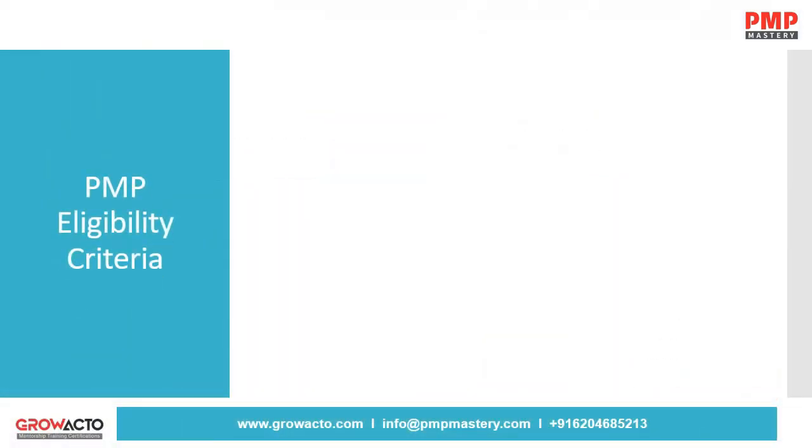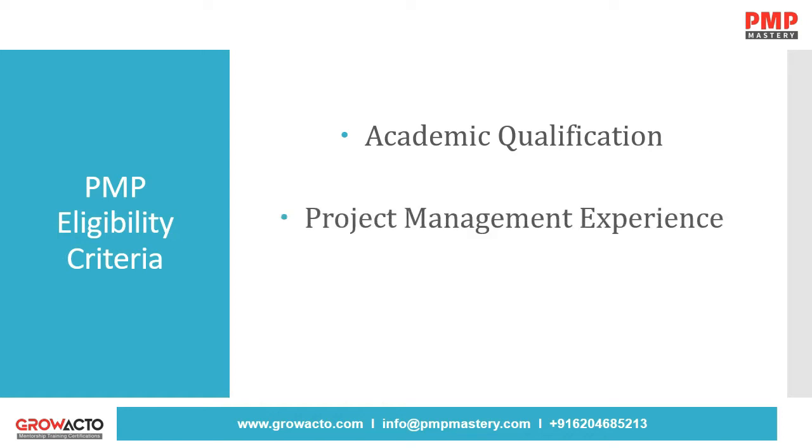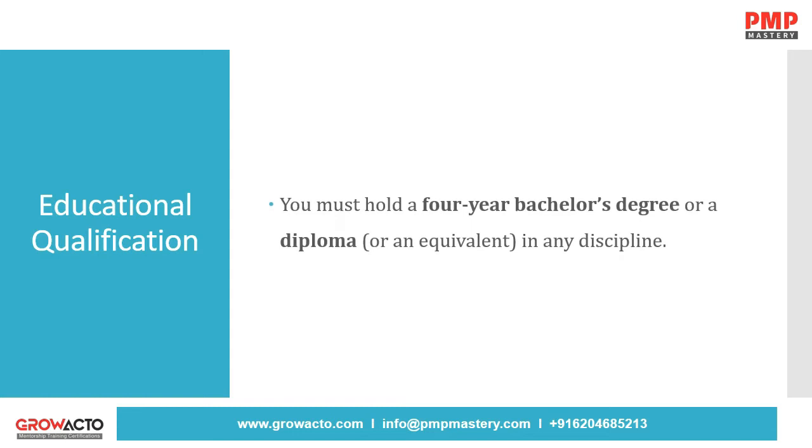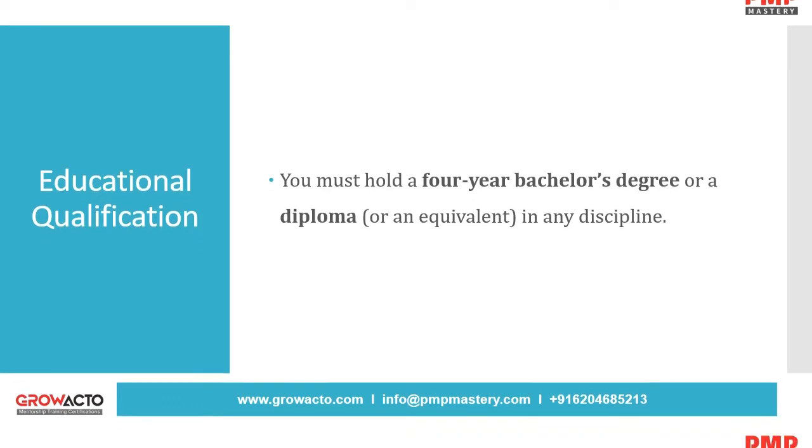Let's move on further. Now let's talk about PMP eligibility criteria. We need to fulfill 3 criteria to become eligible for PMP certification. The first criterion is academic qualification. The second is project management experience. The third is PMP training. Let's talk about the first criterion, that is educational qualification. You must be holding a 4-year bachelor's degree or a diploma or an equivalent in any discipline. Guys, to be eligible for PMP certification, you need to have at least a bachelor's degree or equivalent diploma.